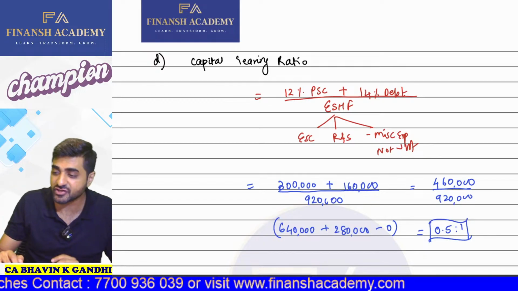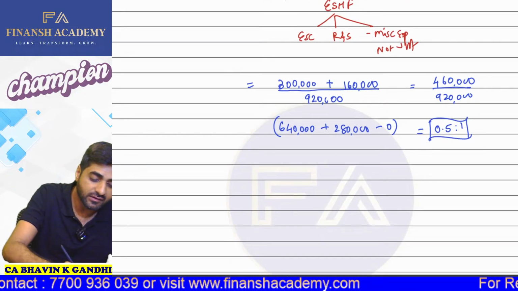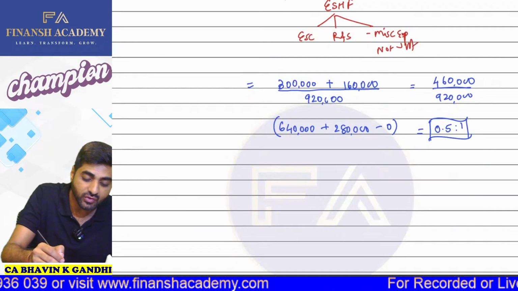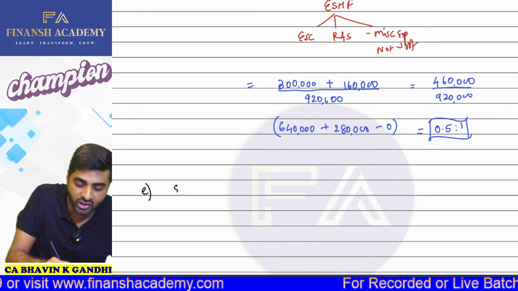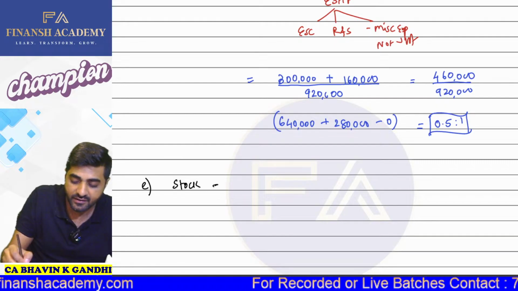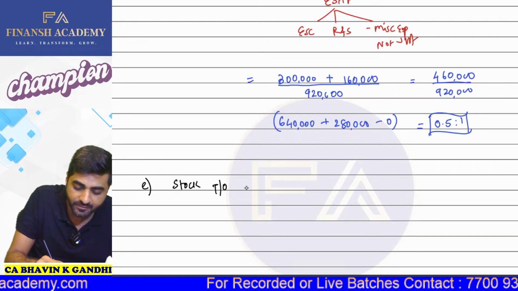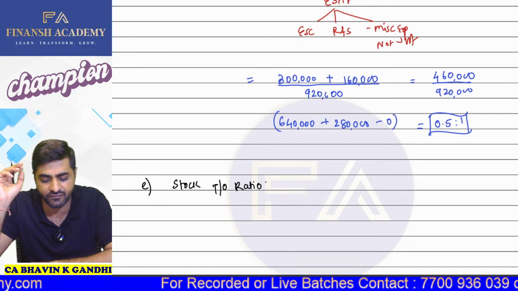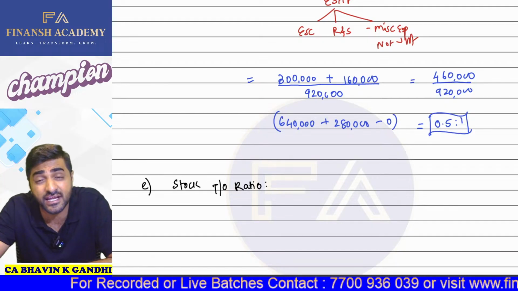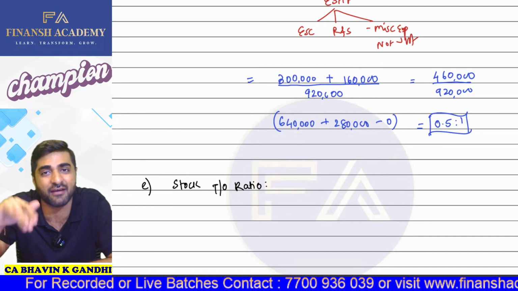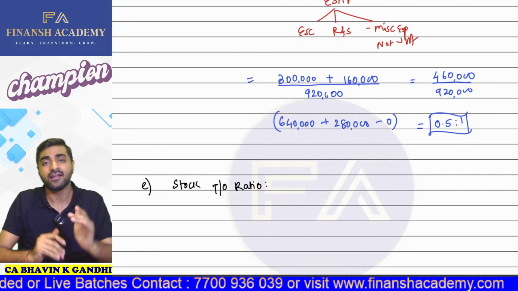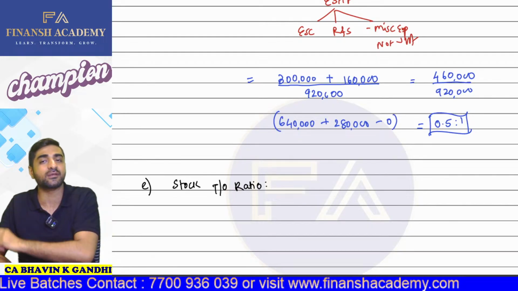Now, my dear students, the next ratio which we have is your stock turnover ratio. I told you that in stock turnover ratio, we have to focus on COGS. If COGS is available, then we will use COGS upon average stock to calculate your stock turnover ratio. But if COGS is not available, then we are going to use sales for the purpose of calculation.